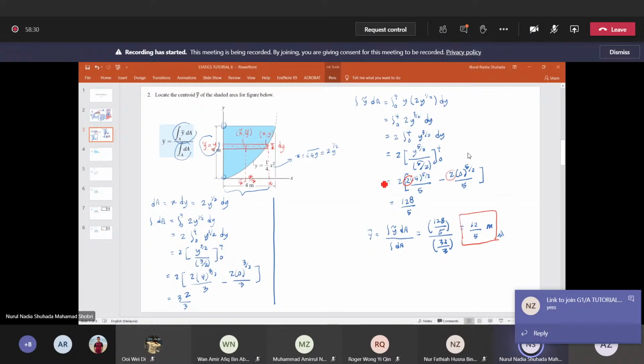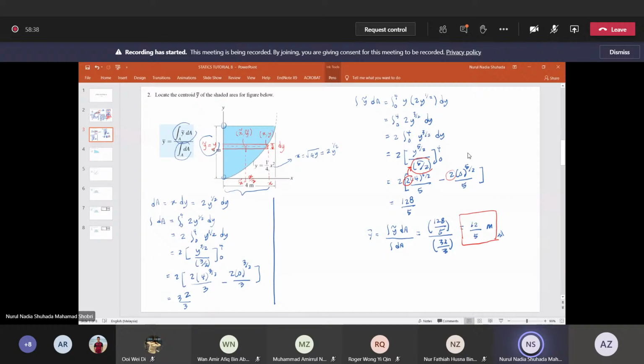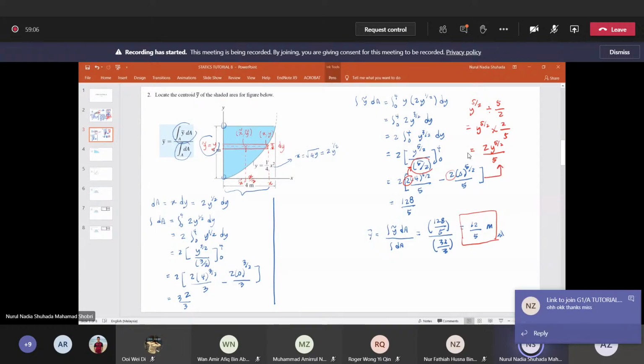Oh, okay. Actually, this one is from here. If I'm going to show you guys, it will be something like divided by 5 over 2, which is also equal to 5 over 2 times 2 over 5, which is also equal to 2y 5 over 2 divided by 5. This is just simplification from here. Okay, do you get that? Yeah, this is how I get it.